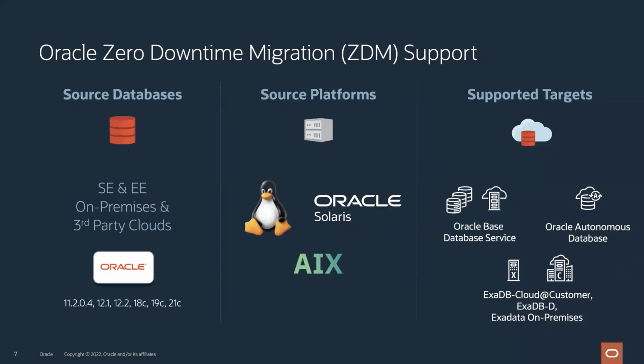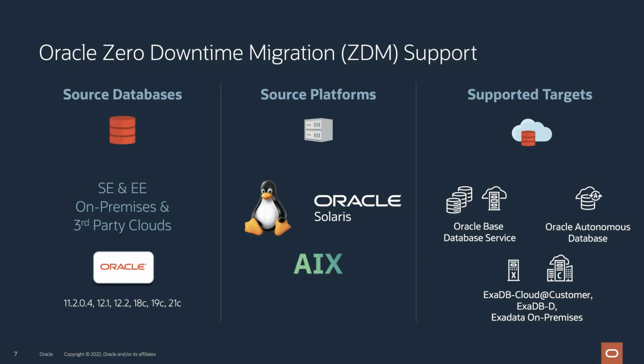Now, we offer different source databases, source platforms, and supported targets. So let me talk to you about them right now. We support standard edition and enterprise edition databases as a source. Databases can be running on-premises, or on other clouds as well. And we support databases starting in version 11.2.0.4 and higher. For platforms, your database could be running on Linux, Solaris or AIX. We do not yet support any other operating systems, but we're working on this. One of the plans is to expand our capability to other operating systems as well.